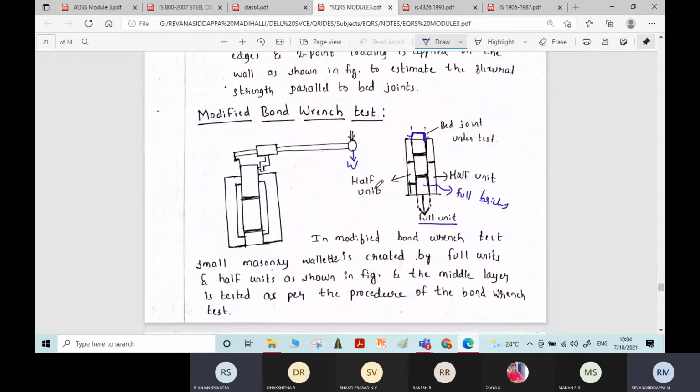See, if you take any brick masonry wall, most of the time it will have 2 to 3 layers, right?